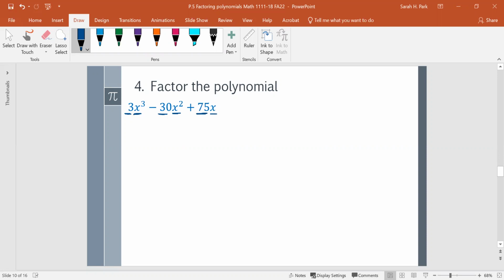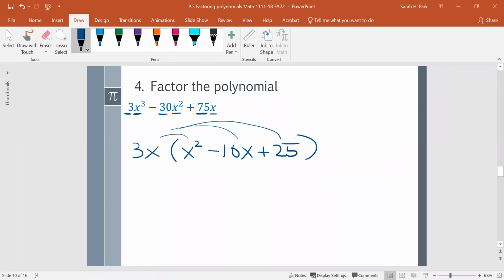So I see 3, 30, and 75. We can divide out a 3. We can also divide out an x because they all share an x term. If we factor out a 3x, that leaves us with x squared. Factoring negative 30x squared by 3x gives us negative 10x, and then plus 25. Again, in this step, you can distribute and see, do I get what I started with? It's a good habit just to check each step of the way. And so we have 3x times x squared minus 10x plus 25.